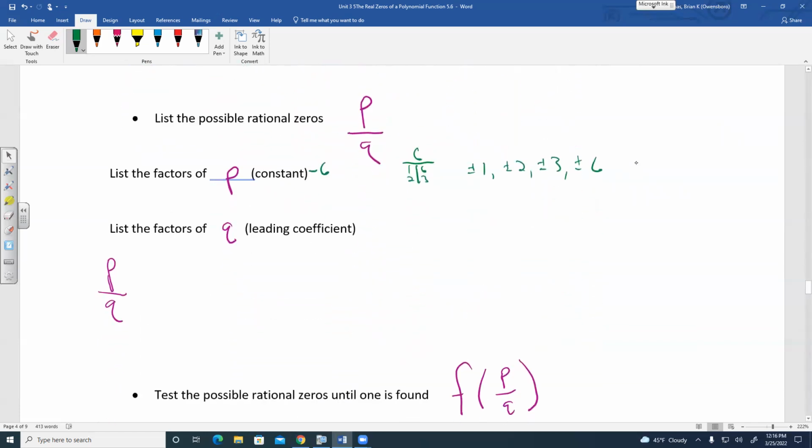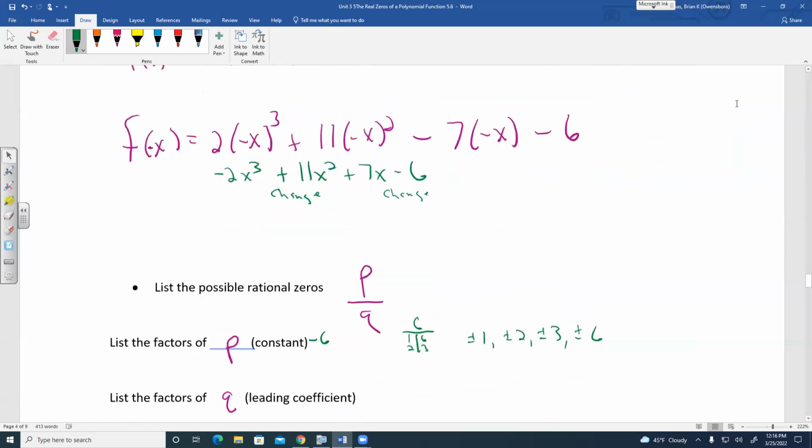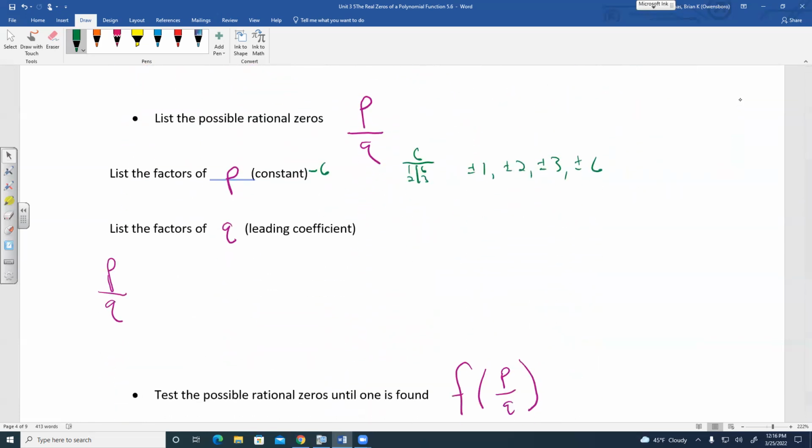So the factors of my leading coefficient, well, my leading coefficient was that 2. So 2 is my leading coefficient. So again, the factors of 2, really, there's only 2 factors, 1 and 2. So again, I'm just going to have plus or minus 1, plus or minus 2. So the possible rational zeros, we just use P over Q. So I'll go 1 over 1 is, well, that's just plus or minus 1. 1 over 2 would be plus or minus 1/2.